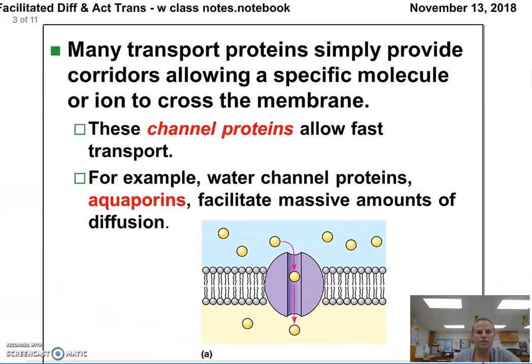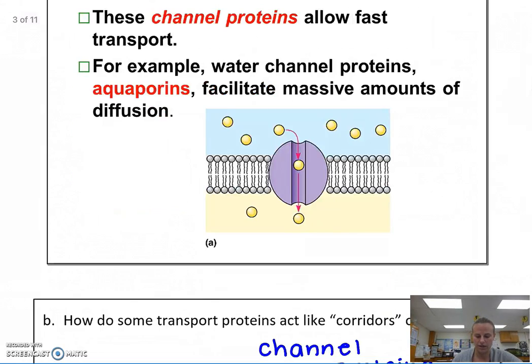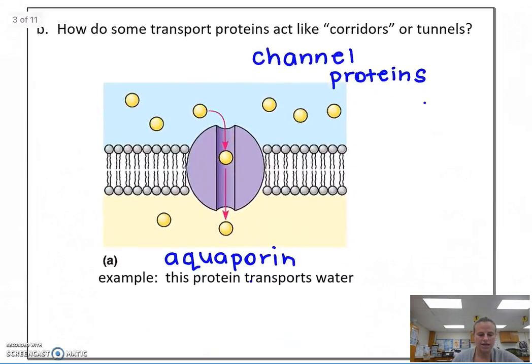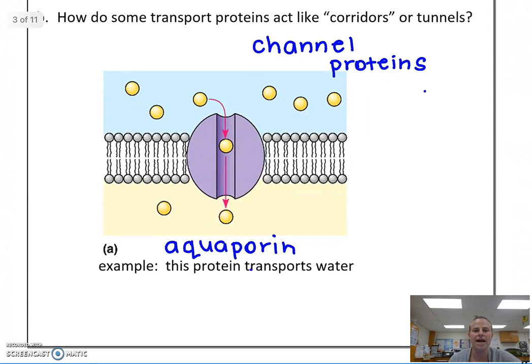The next area we discussed was channel proteins, which are another type of membrane protein. Channel proteins are, for example, your aquaporin. So what can we say about channel proteins? Well, they act like corridors. They act like tunnels, and they're not going to require any energy.